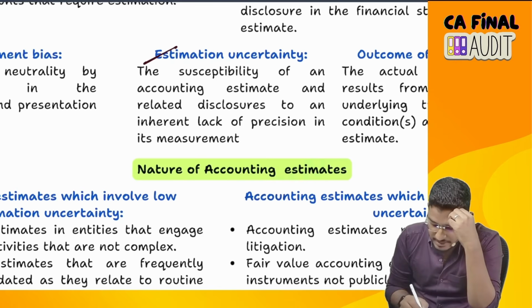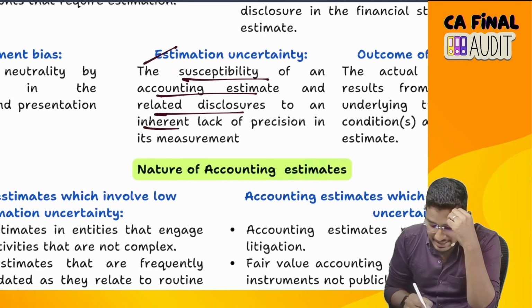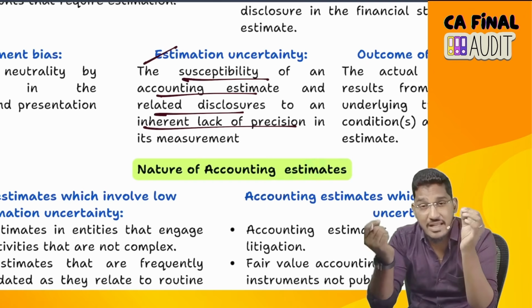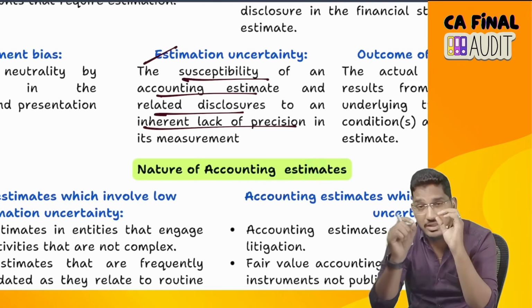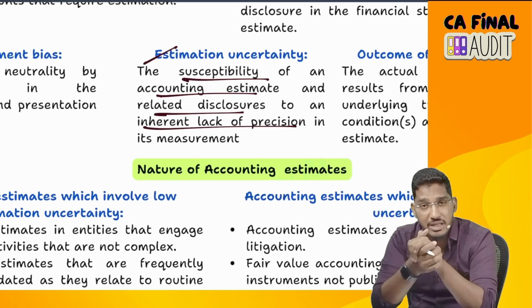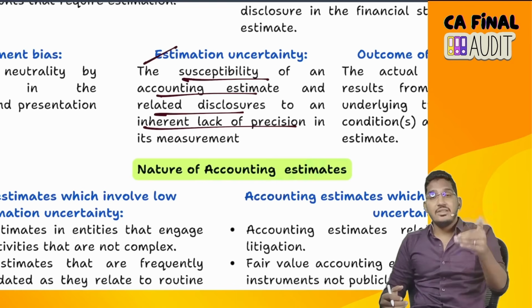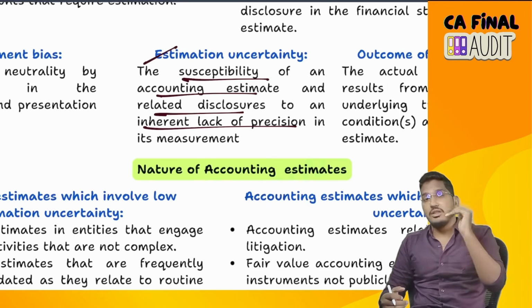So if you see here, it is the susceptibility of an accounting estimate and related disclosure to an inherent lack of precision. The chance that there is no precision, there is no exact measurement of that accounting estimate. That means there is a chance that this accounting estimate can be wrong in the future.